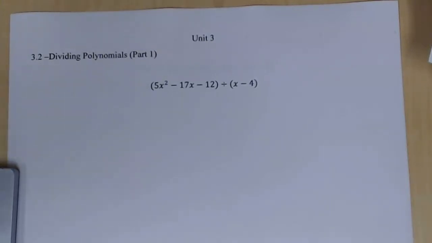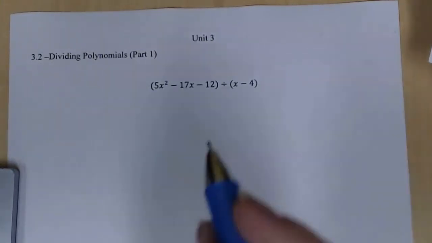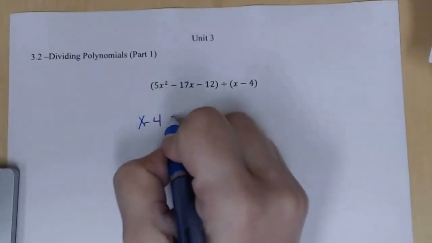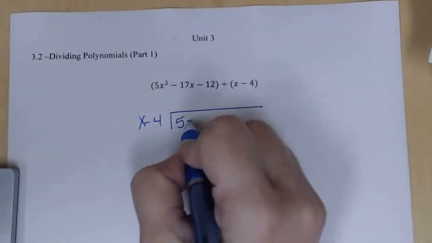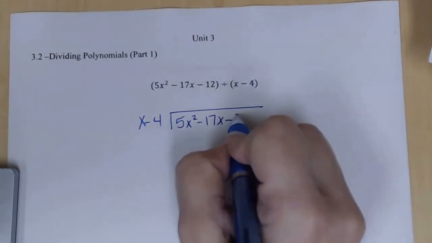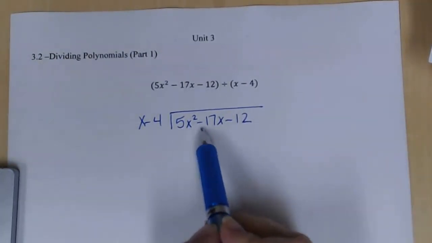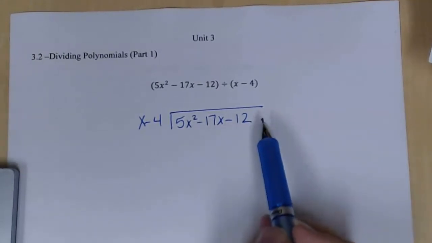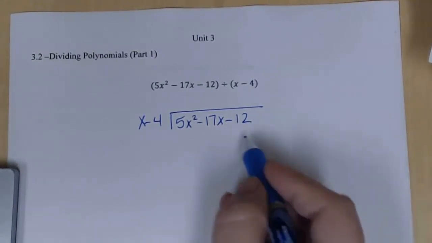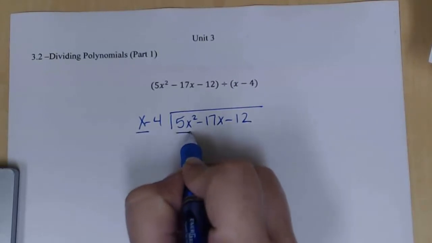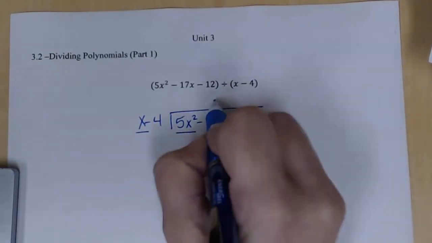Okay, so I want to set it up. So my x minus 4 is going to go out here, divided by 5x squared minus 17x minus 12. So I wanted to show you this format because I want to make sure that you can set it up and set it up correctly. Again, make sure that your problem is in standard form, decreasing exponents, and then we're going to compare. Compare your front numbers. X times what would give me 5x squared? That would be a 5x.